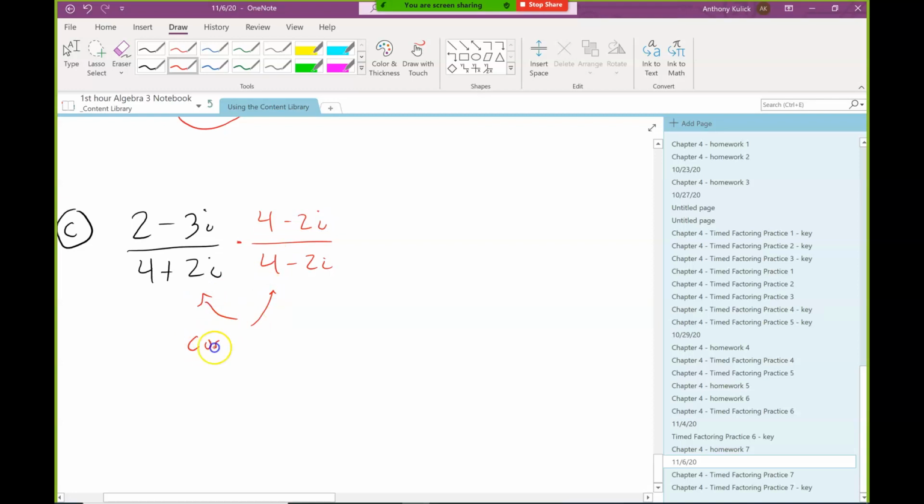So we call these two things conjugates. That is the name we give to something like that. They're the exact same thing. They're the same binomial piece, but they have a different sign in the middle, right? One is a plus, the other is a minus. Okay there? So now we're going to FOIL the numerator and denominator.